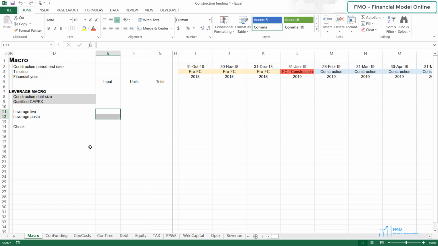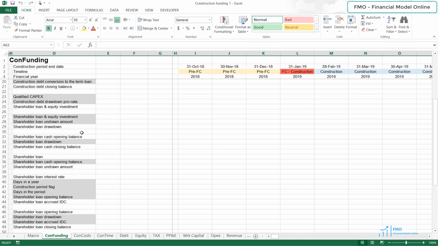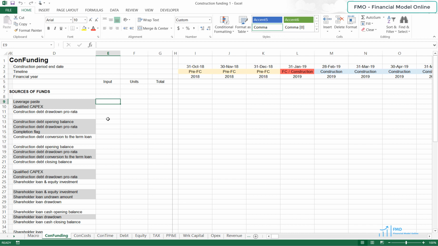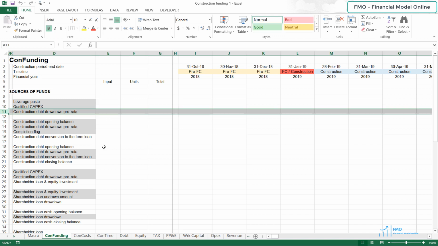We will go through the macros and VBA coding in detail later on in the course. So, our leverage calculation is going to be done on the macro sheet, and then it will flow to the construction funding sheet, to the cell E9. And then, based on the value of the cell E9, we are going to calculate the debt drawdown schedule.